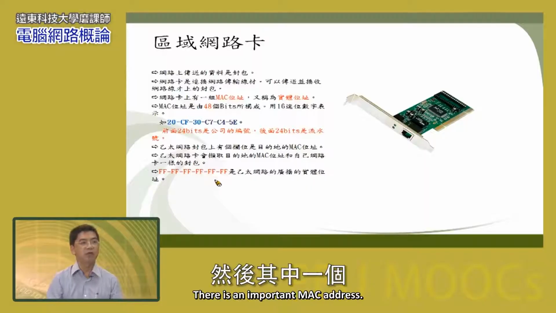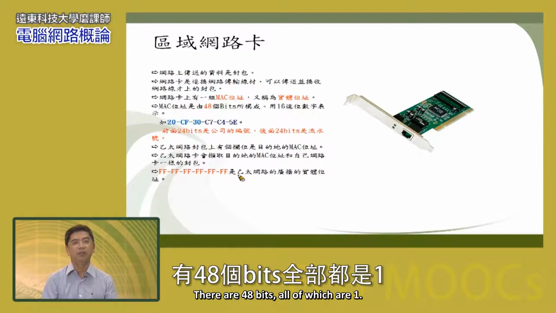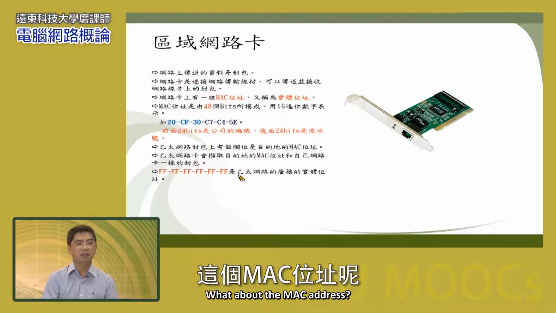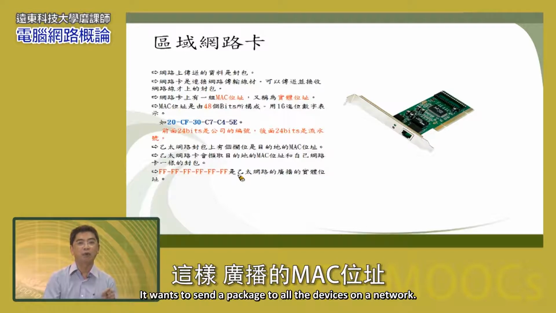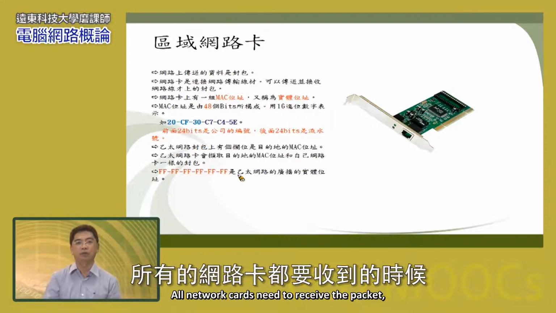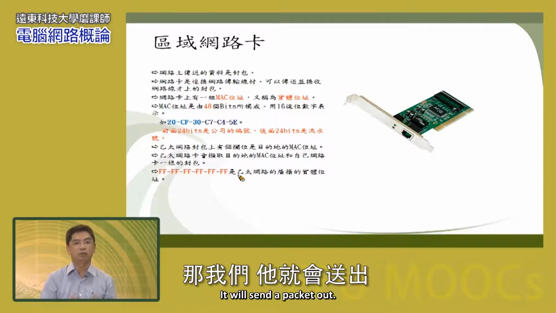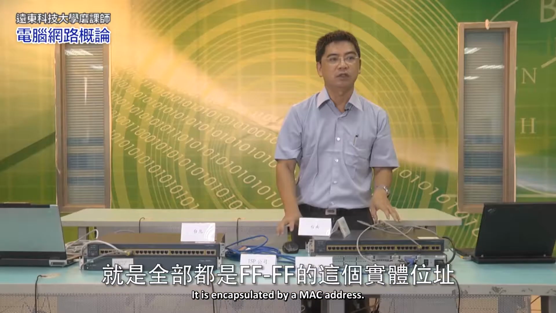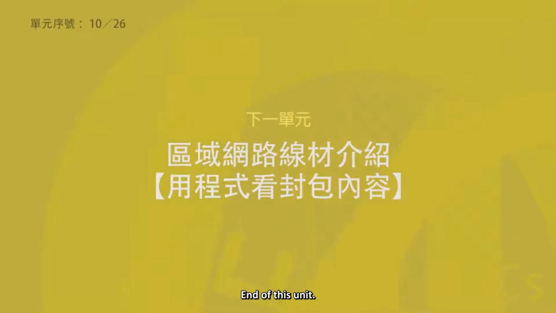Then one of them is an important MAC address. It's FF. There are 48 bits, all of which are 1. What about this MAC address? It is the broadcast MAC address of the Ethernet network. It wants to send a packet to all the devices on a network. All network cards need to receive the packet. For example, the former network application will send a packet out. It is encapsulated with a MAC address. That is, all the destination physical addresses are FFFF. End of this unit.